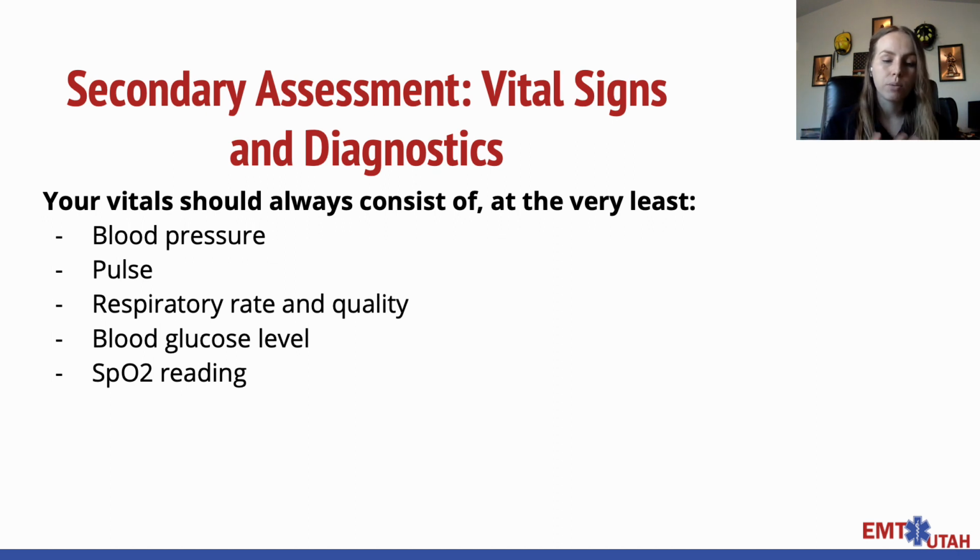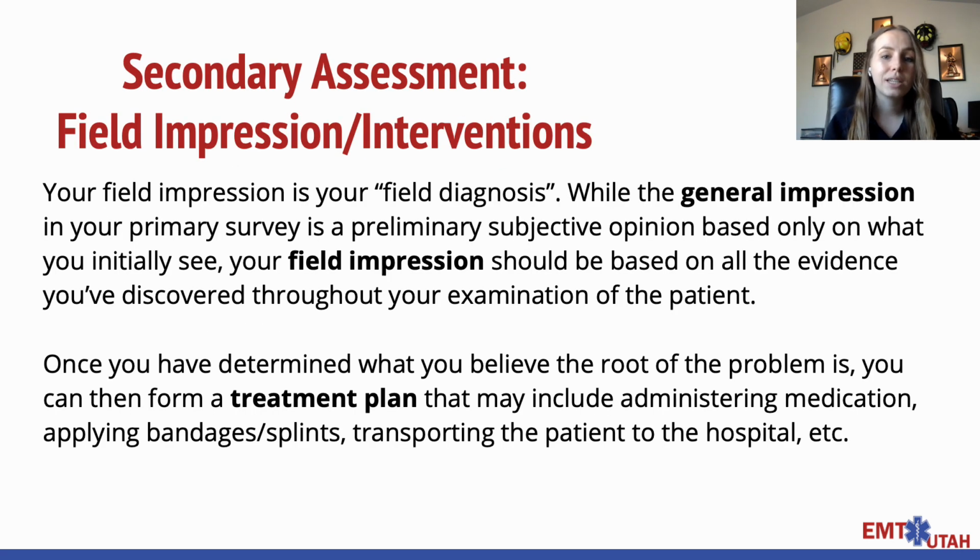We're going to want a blood glucose level because blood glucose can affect a whole slew of things and can cause all sorts of different types of symptoms. And then an SpO2 reading, which is going to tell us that oxygen level. That's going to be something that we hopefully have already done in order to figure out what kind of oxygen and how much we need to give them. Now that we're done with all of the things that we've talked about, so the scene size up, your primary survey, history taking, secondary assessment, and your vital signs and diagnostics, then you move on to your field impression and interventions.